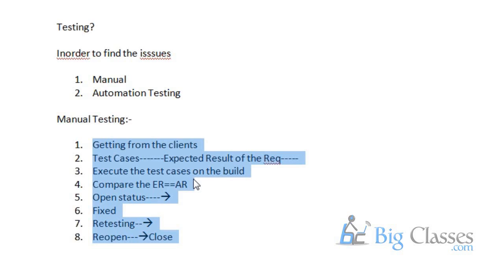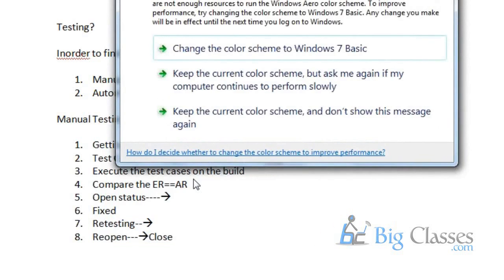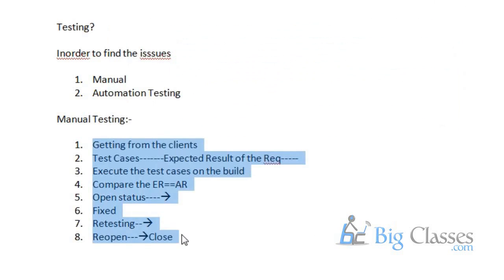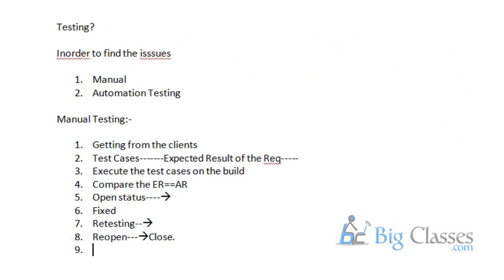So whenever they fix the bug, we need to be involved in the retesting and check whether the specific bug is reproducible or not. If it is reproducible, we need to reopen the bug. If it is not reproducible, fine, we need to close the bug. Am I clear? Yes. Now this is exactly the manual testing roles and responsibilities.